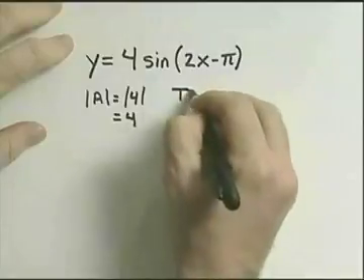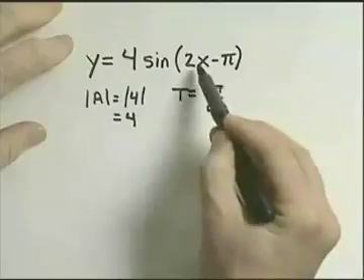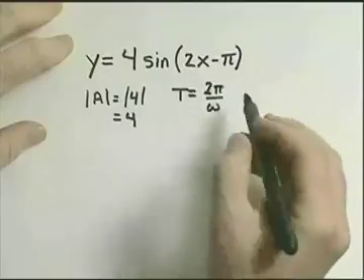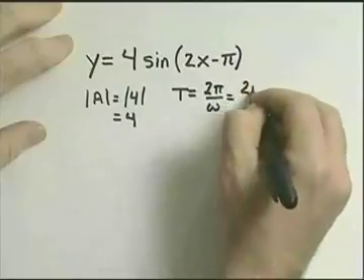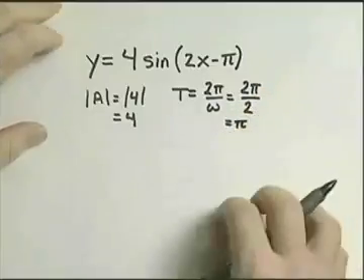The period of this function is 2 pi over omega, where omega is the coefficient on the variable x. So we have that the period is 2 pi over 2, or pi radians.